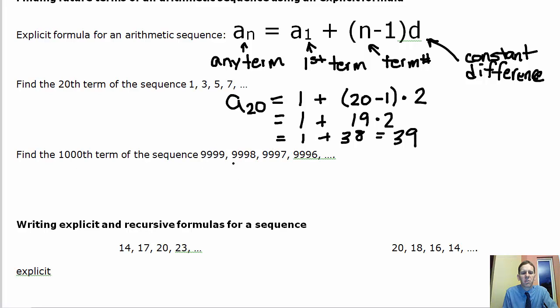Let's see if you can use this formula to find the 1,000th term of this sequence. Notice the constant difference in that the numbers are getting smaller, so that impacts what your d value is equal to. Pause the video, we'll see what you get in just a minute.